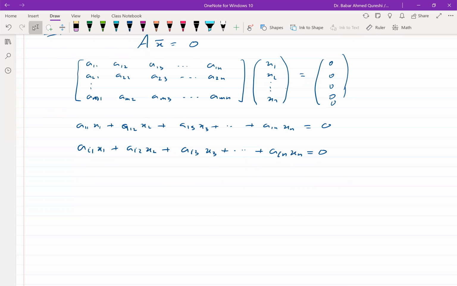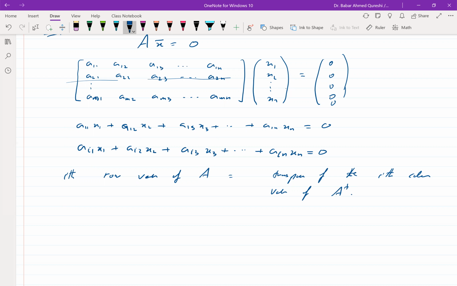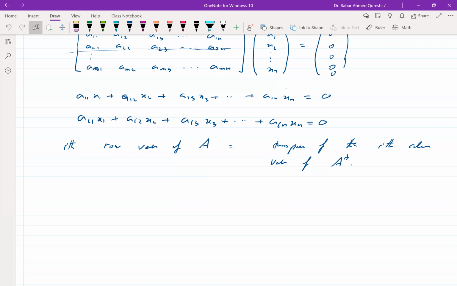But what is this saying? This is saying that if I pick up the ith row vector of A, which is the column vector, which is the transpose of the ith column vector of A transpose, all I'm doing is making the scalar product with the vector x.